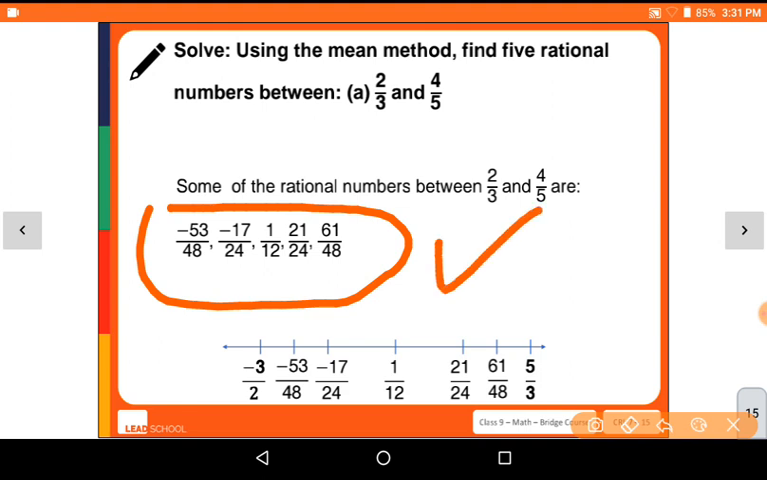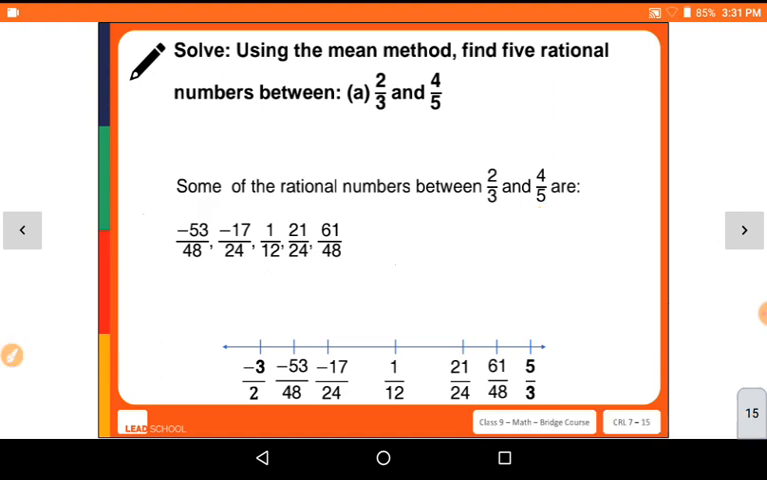So this is the solution that can also be implemented on the number line. So these are the points on how to use this mean or average method to find different rational numbers between two numbers. So let us move on to the next point.